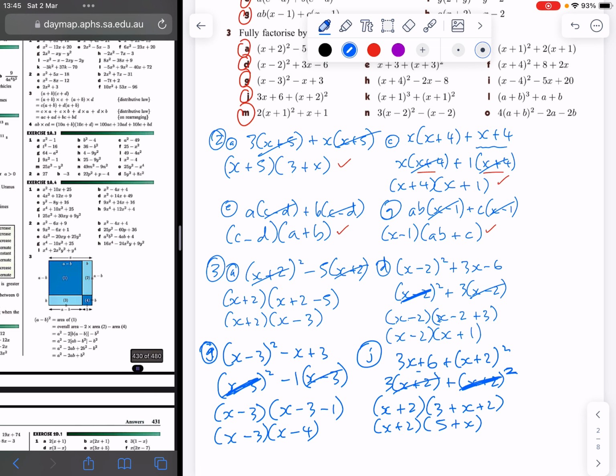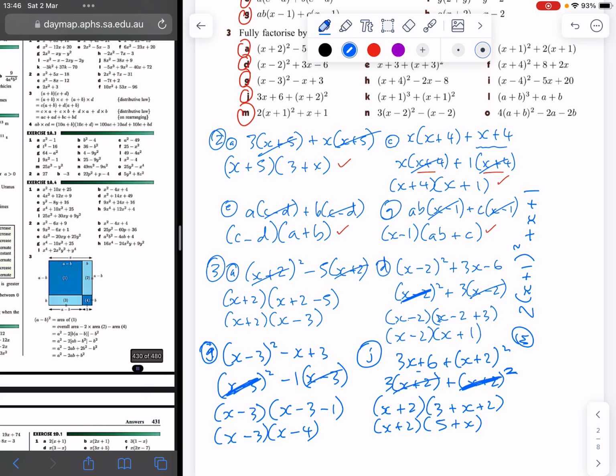Do I have space for m? I'll do m over this side. Sorry if it gives you a headache, but I can't turn the page, otherwise it'll stuff up the recording.